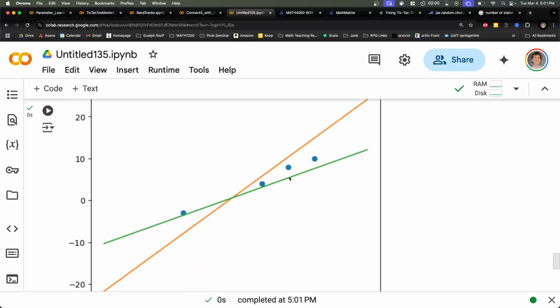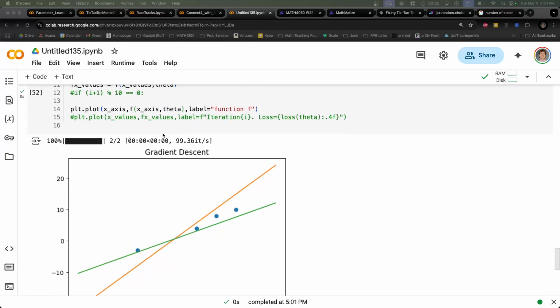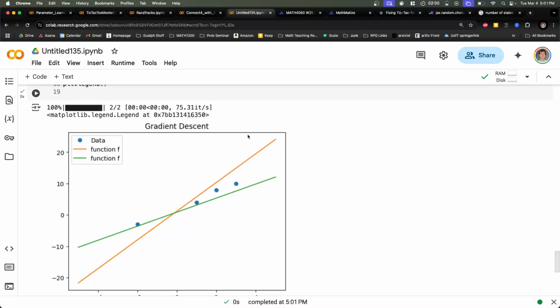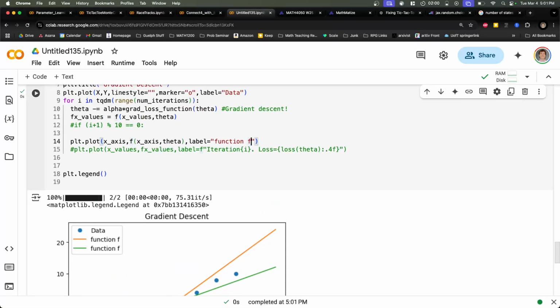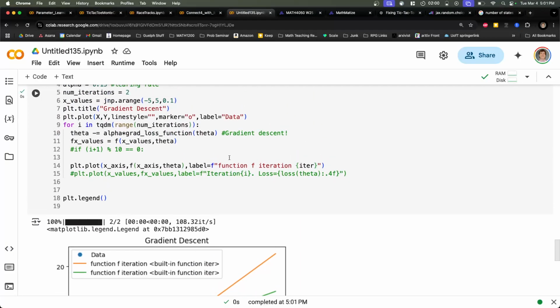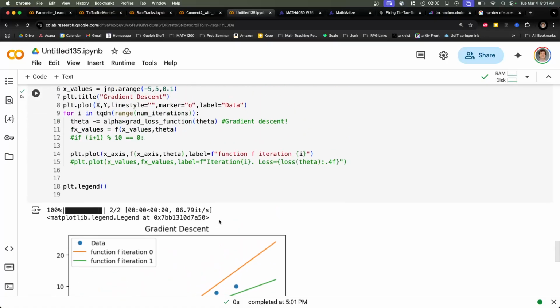There we go. Okay, so it did 2 iterations, and let's have it output who's who with plot.legend at the end, and let's try it again. Function f, iteration, iteration i. Okay, here we go. We started out with the orange line, then we did 1 step, and now we're on the green line, and the green line is better than the orange line. Let's do more than 2 steps.